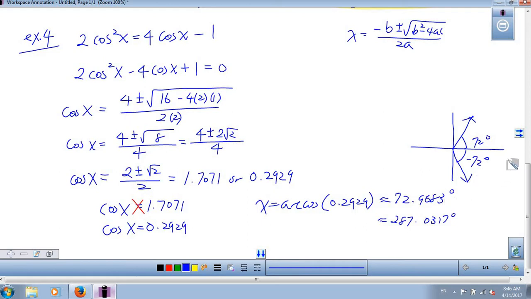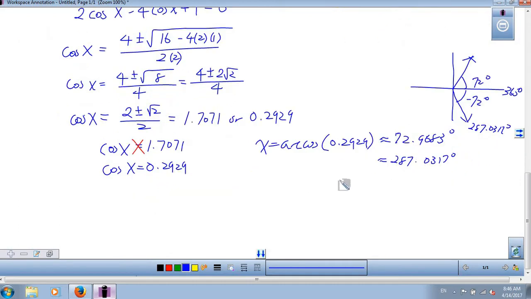So how do I get it in the positive? Well, I go ahead and take 360, right? Subtract 72 degrees, then I will get 287. That's how I get 287.0317 degrees right here. Okay, so we have two angles, 72 and 287.